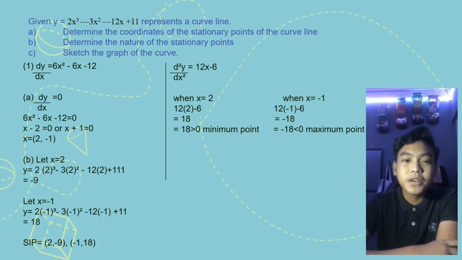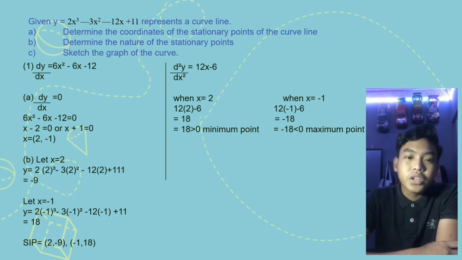After that, we must differentiate dy per dx again to find the minimum point and maximum point. So, d squared y per dx squared equals 12x minus 6. We must enter the values of x that we found from the equation at the beginning. First step, when x equals 2, we insert 2 in the equation of d squared y per dx squared. 12 in bracket 2 minus 6, we will get 18. 18 is bigger than 0. So that means this is a minimum point.